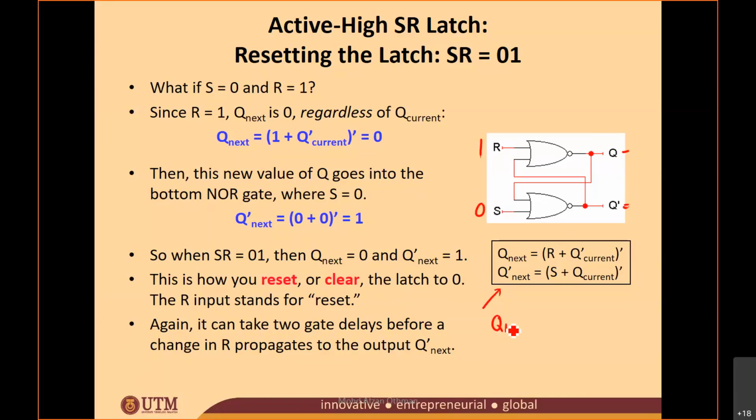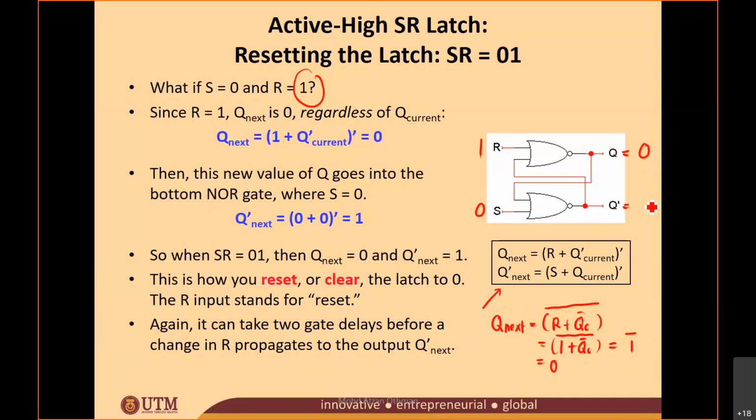So Q next sama dengan R tambah dengan Q bar current, and then barkan dia. So since R sama dengan 1, you put 1 kat sini tambah dengan QC bar, and then you have a long bar kat sini. So 1 tambah dengan any value from your QC, regardless kamu akan dapat 1, and then you barkan dia. Okay, so your Q next will be 0.